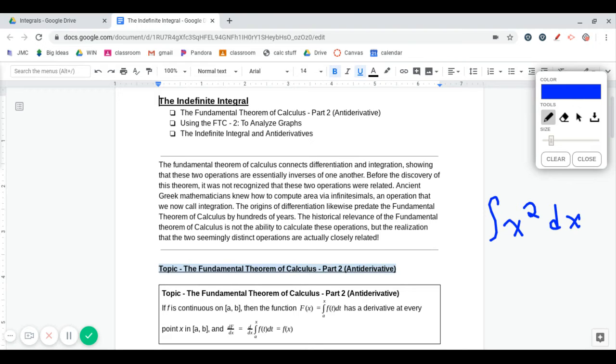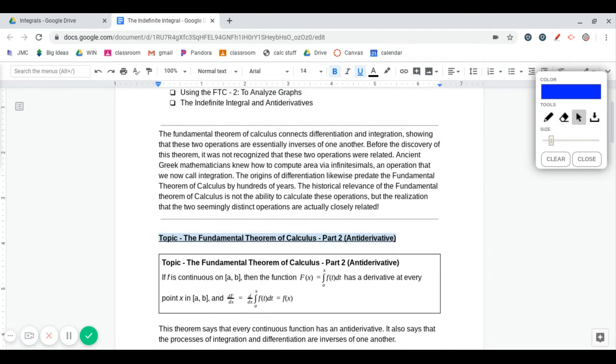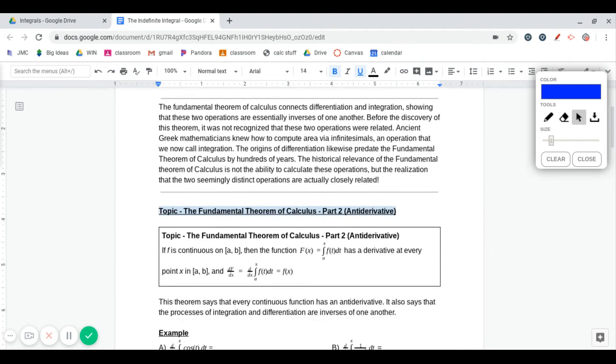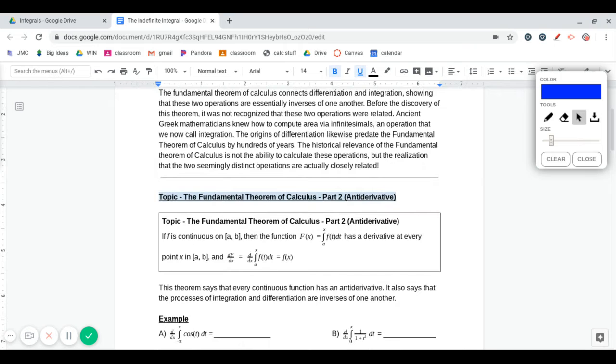So we're going to talk about the fundamental theorem of calculus, part 2, using it to analyze graphs, and then finding just indefinite integrals and using antiderivatives to evaluate those. So for this, I'm just going to give you some background and talk about the fundamental theorem of calculus, part 2. So here's some background, just kind of some history about integrals and derivatives.